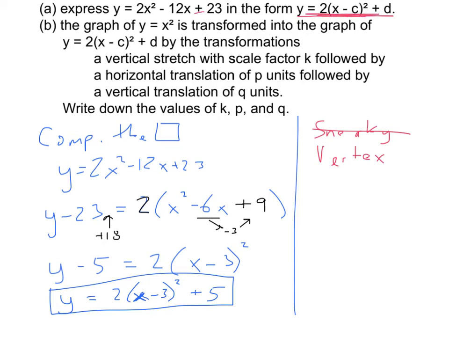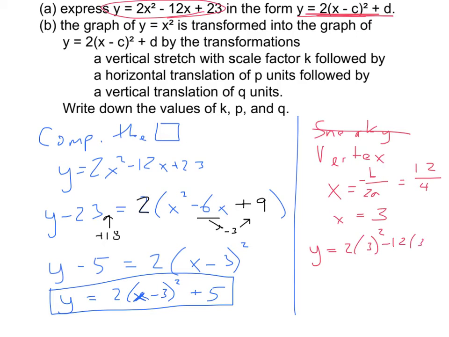So how can I get the vertex out of this thing? Well, we could use x equals negative b over 2a. In this problem, that would be 12 over 4, which means the x-coordinate is 3. How would I find the y-coordinate? Well, y would be equal to 2 times 3 squared minus 12 times 3 plus 23. And if we solve this out, we shouldn't be surprised to find out that it turns out to be 5.